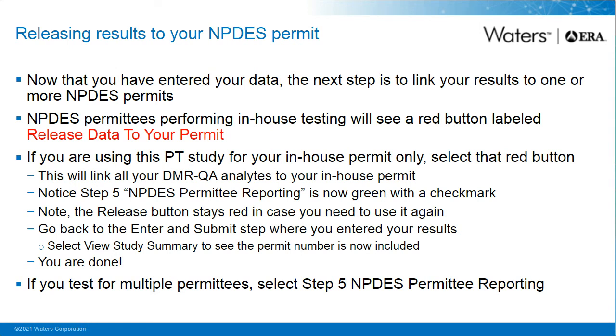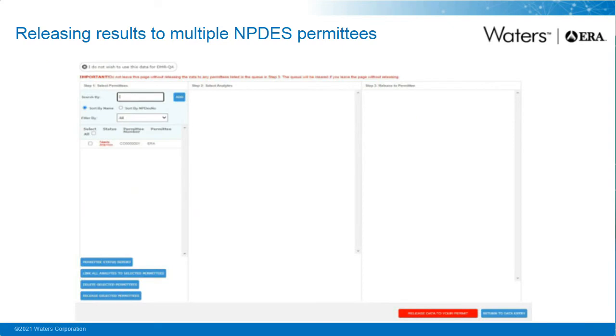And you're done. Well, that is unless you're running tests for multiple permittees. Then you actually do need to go to step 5, NPDES Permittee reporting. So that takes you to this page. One note, please ignore the button labeled I do not wish to use this data for DMR-QA, unless you're in a WP study and don't actually have to participate in the DMR-QA, and you want to change the step to green just to show that it's complete.